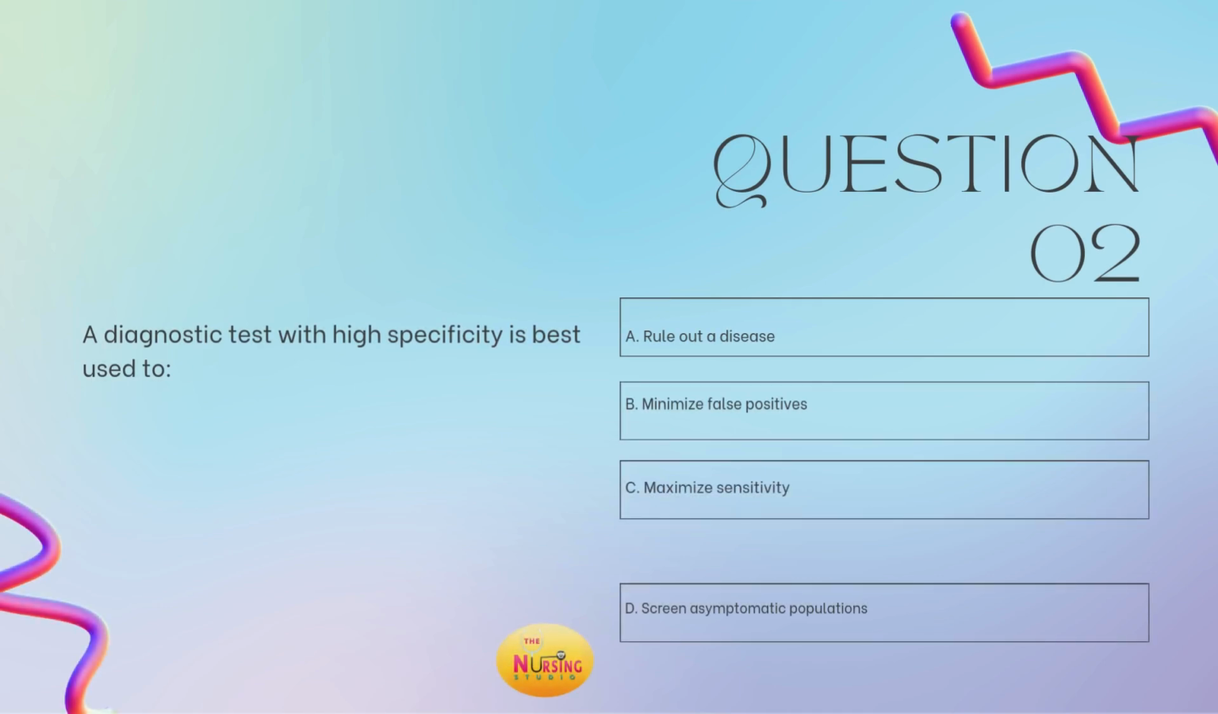Question number two. A diagnostic test with high specificity is best used to A, rule out a disease, B, minimize false positives, C, maximize sensitivity, or D, screen asymptomatic populations. Take a moment and tell me what you got. All right, again, the question is the stem. A diagnostic test with high specificity is best used to, and the answer is B, to minimize the false positives.